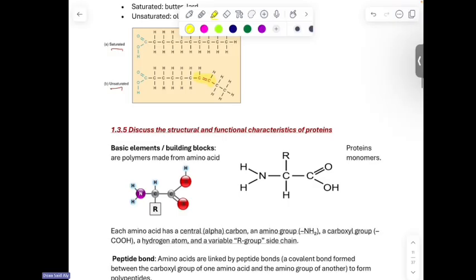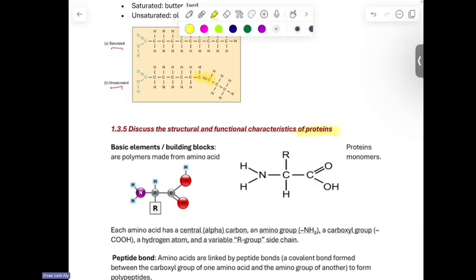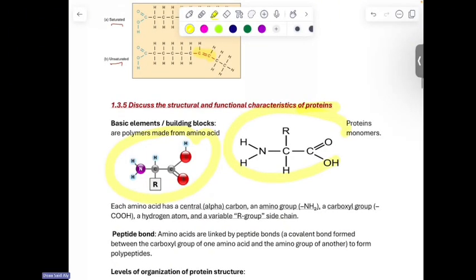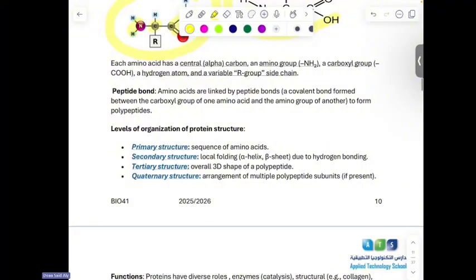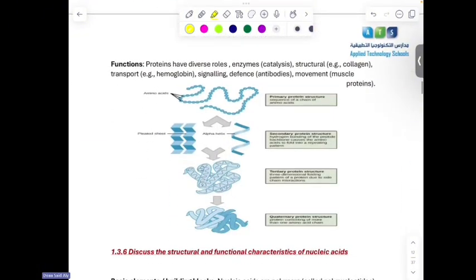Regarding the proteins, this is the protein monomer, this is the amino acid, okay? Again, each amino acid has a central carbon, this is the central carbon, and the amino group, and a carboxyl group.